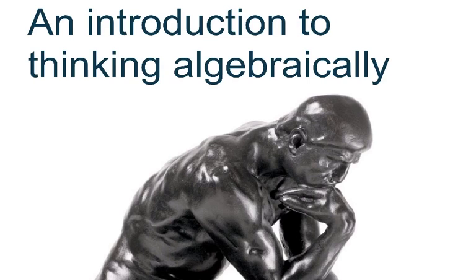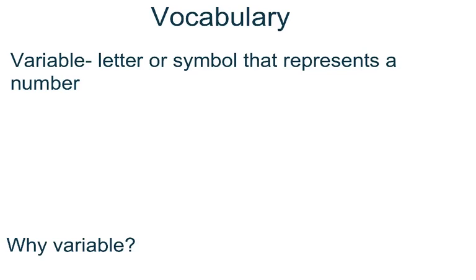So now let's look at some vocabulary as we go into this lesson. Well, our first vocabulary word is the word variable. And what that means is a letter or a symbol that represents a number. So let's say, for example, one of my favorite letters is Q. And let's say that I wanted this Q to represent the number 16.